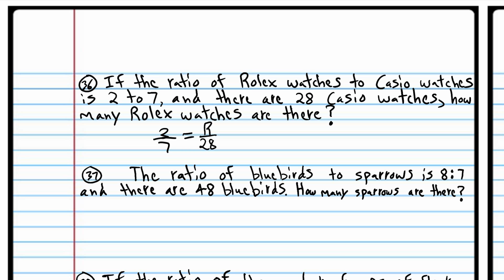And you can see you just multiply both sides of this fraction by 4 to get 8 over 28 is equal to R over 28, and we can see what the solution is. Because the denominators are the same, the numerators must be the same. So R equals 8 Rolex watches.